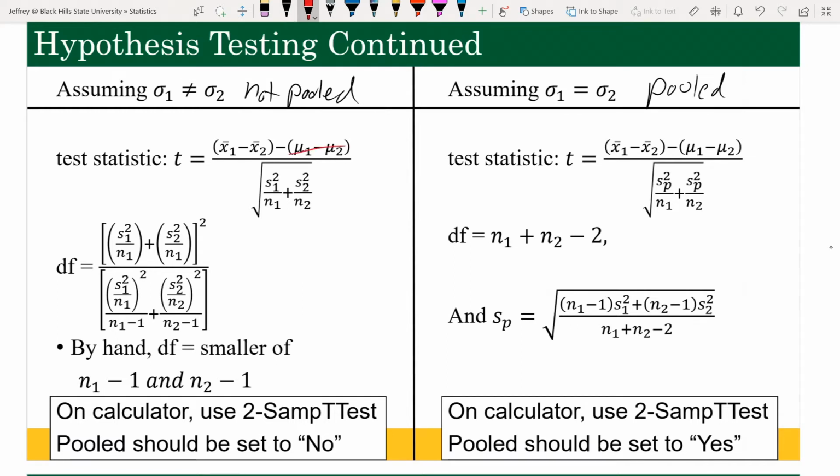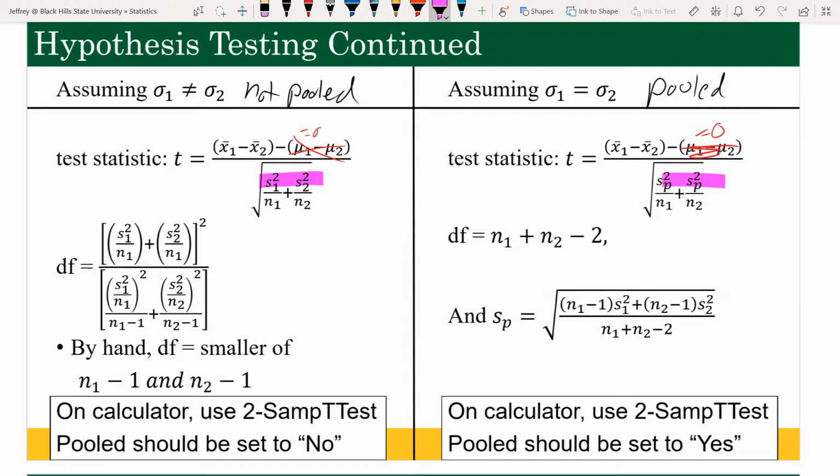Another thing to note, because of our null hypothesis assumption, we can assume that mu1 minus mu2 equals 0. And you'll notice that the main differences between the formulas are, of course, where we use SP or if we use S1 and S2.